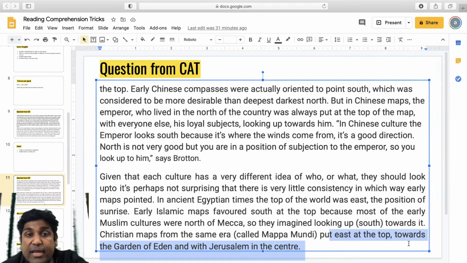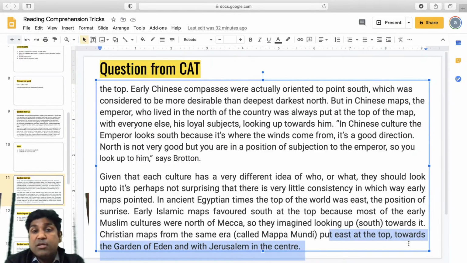Christian maps from the same era, called Mappa Mundi, put east at the top towards the Garden of Eden, with Jerusalem in the center. So if you take the gist of these two paragraphs, or if you can just say it in 2-3 words: in Chinese culture, north was the top because the emperor used to stay there, right? The emperor used to live there. So it is for a cultural reason.